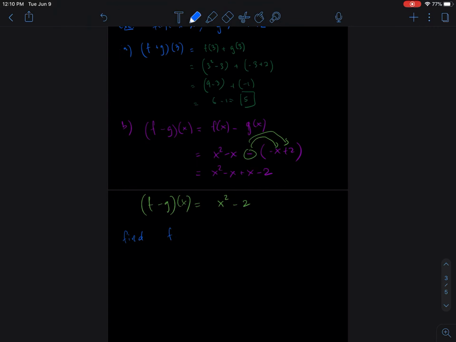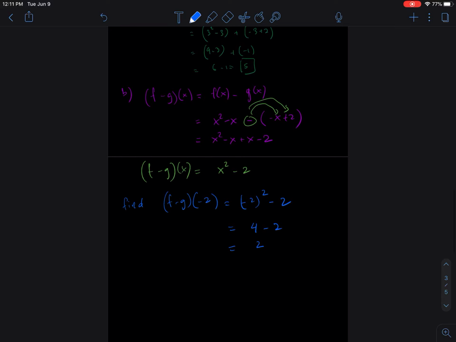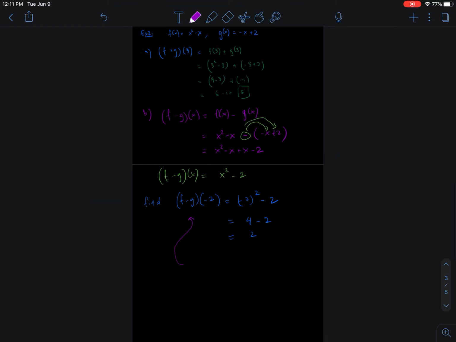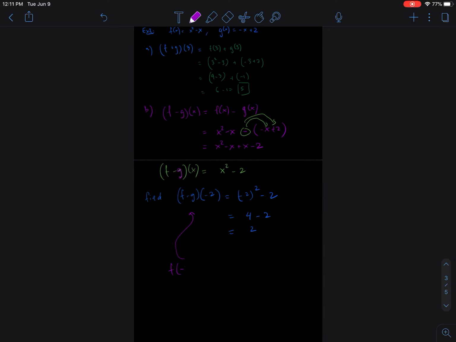And then we want to find this difference function's output when the input is negative 2. So let's go ahead and do that. So negative 2 squared minus 2. So that's 4 minus 2, which is 2. Now you can find the same answer another way. Notice that even if we don't have the arbitrary difference function of f minus g, you could evaluate f and g individually and then still get the same answer. So I'll let you do that on your own.